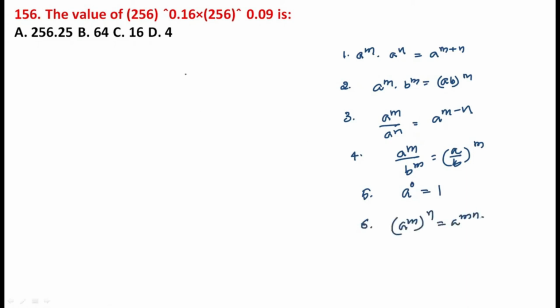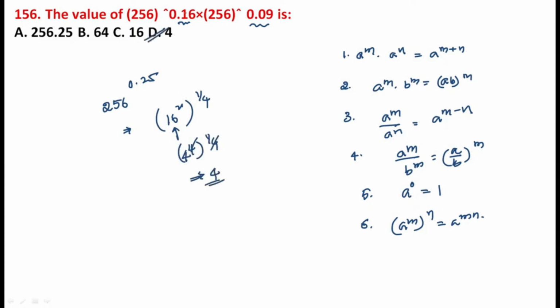Now here the question: 256, 0.16 and 0.09, the value becomes 0.25. So 256 is equal to 16 square whole power 1 by 4. Again, can I take it as this equation exactly equal to 4 power 4 whole power 1 by 4. The 4s cancel. Now the value becomes 4 only.